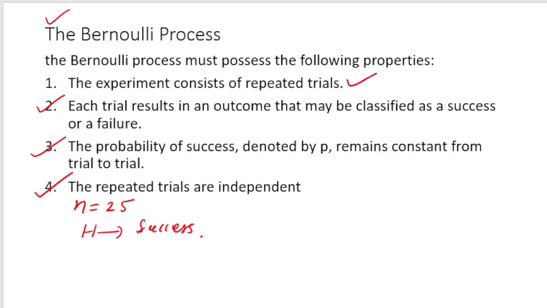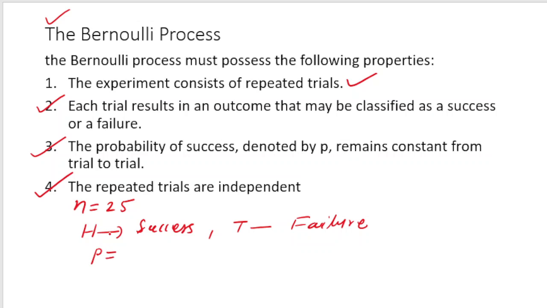So if I get a head, it is a success for me. If I get a tail, it is a failure for me. Right. So for each trial, there is a possibility that either I may get a success or a failure. The probability of success denoted by P remains constant from trial to trial. So what does this mean?